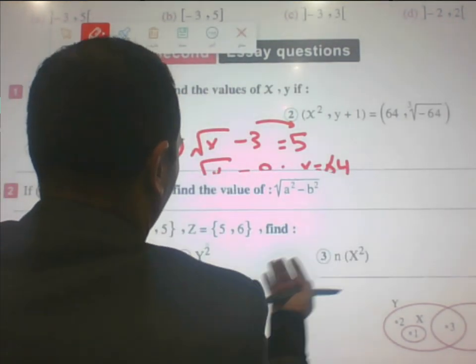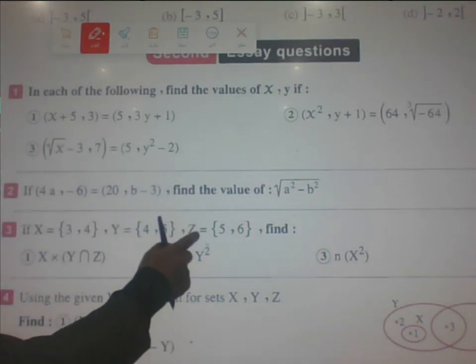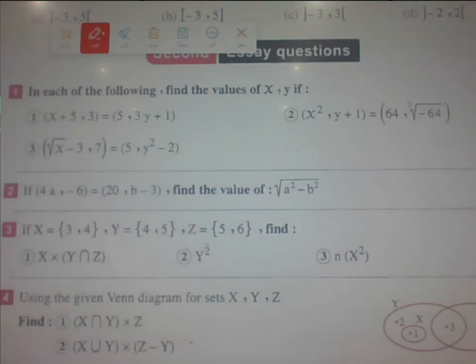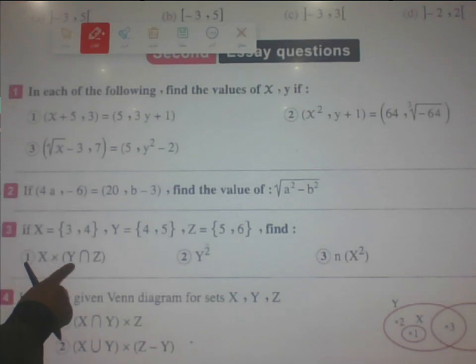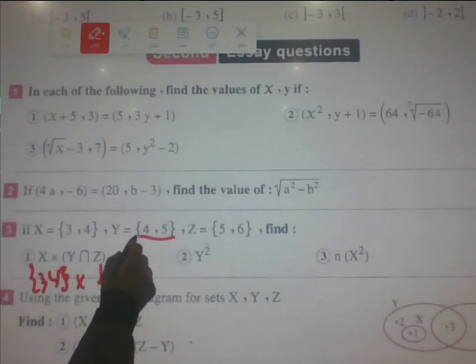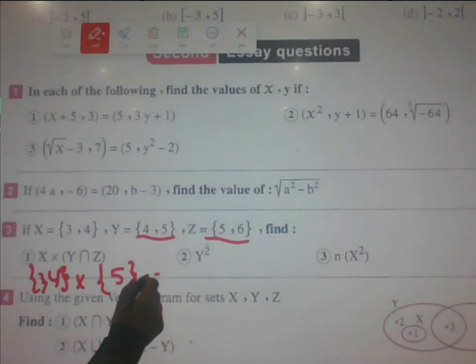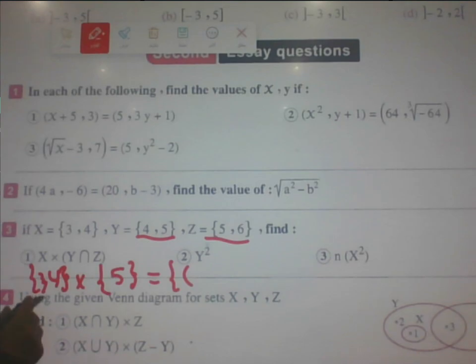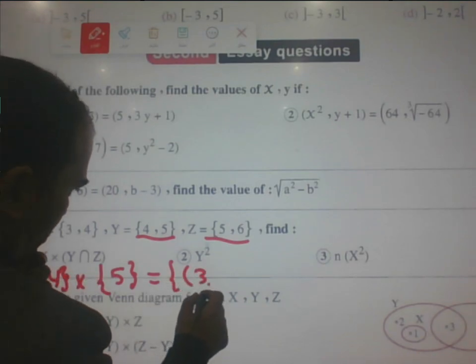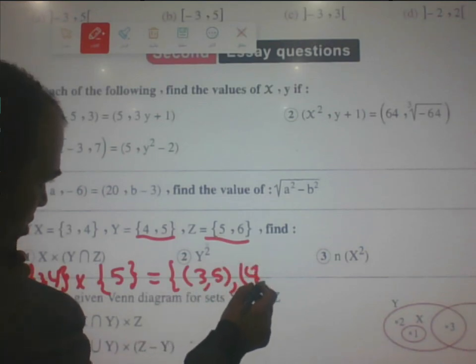Look here. Number 3, we have X, Y, and Z. We will find the Cartesian product between X and the intersection of Y and Z. X was {3, 4}. The intersection between Y and Z will be 5. Then we can write the Cartesian product: first by first, (3, 5), and then (4, 5), in brackets also.